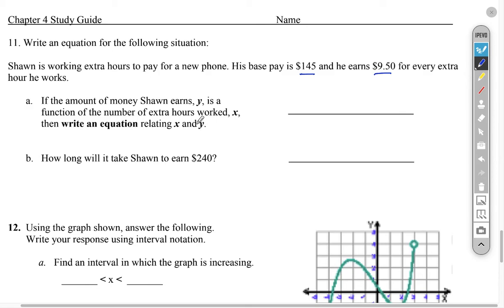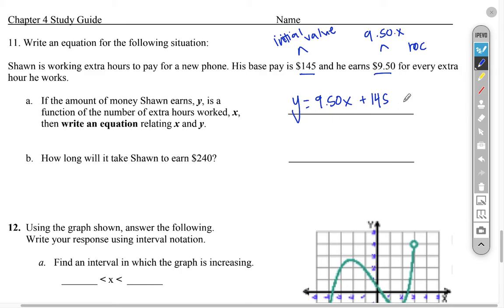So all this is saying is to write a slope-intercept form equation. So he earns $9.50 for every extra hour of work. So that's $9.50 times the amount of hours he works. So that is going to be our rate of change. And then his base pay is $145. So regardless of how many hours he works, he's making $145. So this is our, wait, I can't spell, initial value. So then we just plug it in. So we have Y equals 9.50x plus 145.